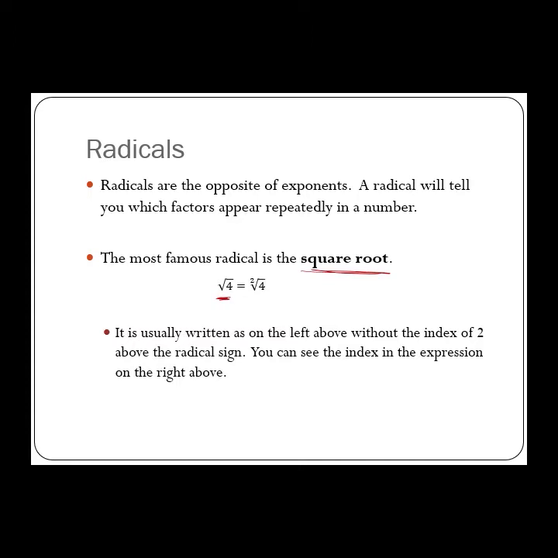That 2 is called the index. So if there's a 3 there, you're looking for factors that come in groups of 3. If there's a 4 there, you're looking for factors that come in groups of 4. So it actually can be written as an exponent, 4 to the 1/2. That's the same as the square root.